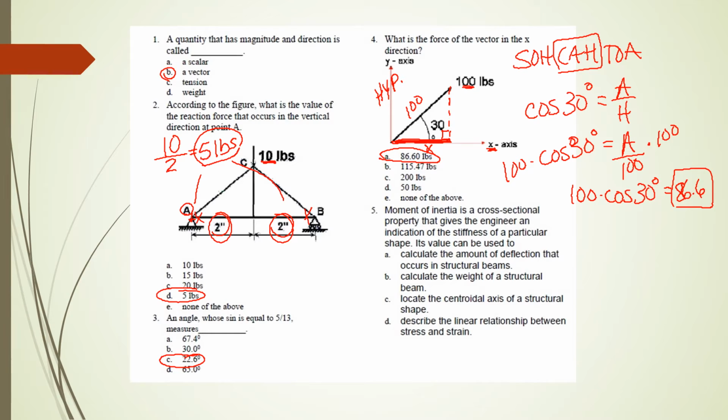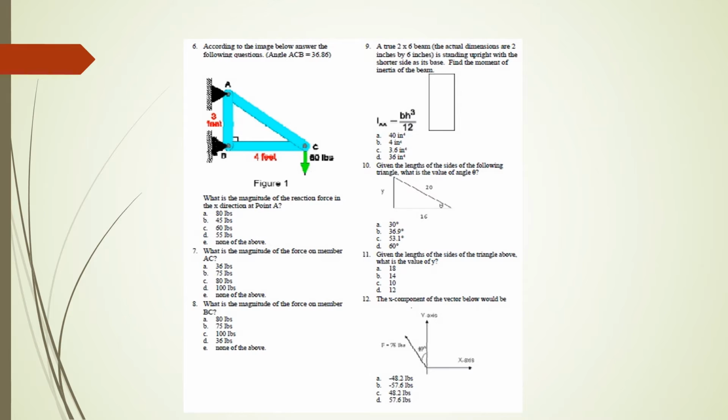Number 5, moment of inertia is a cross-sectional property that gives the engineer an indication of the stiffness of the particular shape. Its value can be used to A, calculate the amount of deflection that occurs in structural beams. We jumped over to just do 9 through 12 in this case, so don't worry about that one for this part.